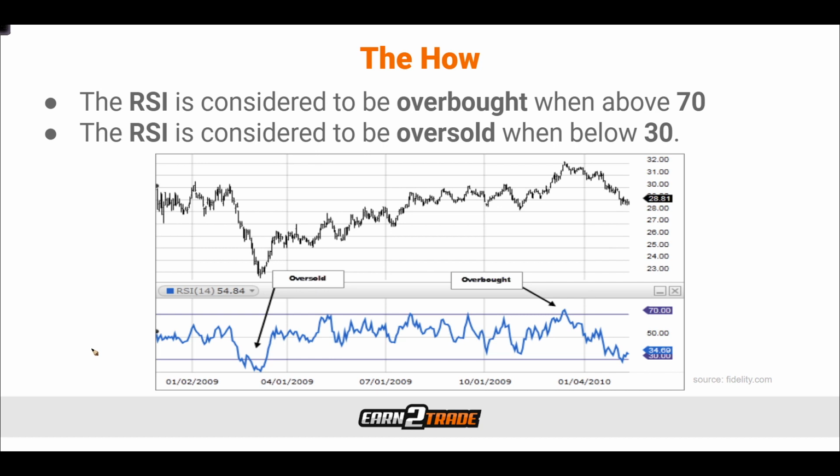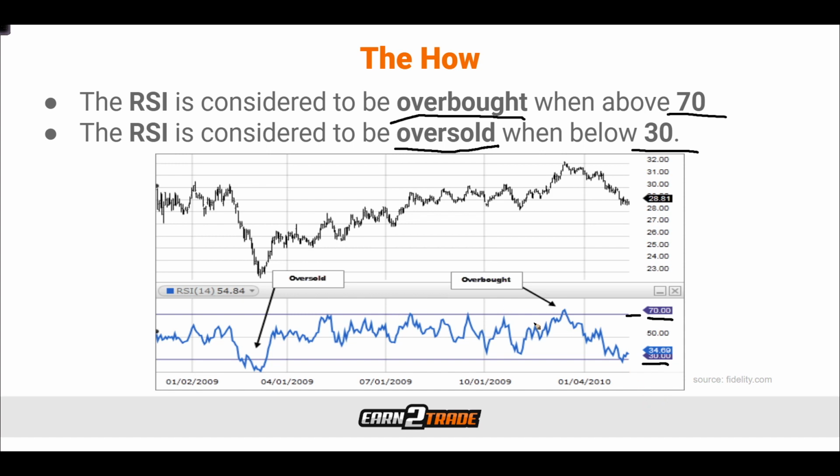Next comes the how. The RSI is considered to be overbought when it is above 70, and the RSI is considered to be oversold when it is below 30. So the two key numbers to remember with the RSI off the bat are 70 for overbought and 30 for oversold. And as you see with this image I have provided, it's not all that scary to look at either. Our top line here is marked off as 70 in the picture, and our bottom line here is marked off as 30.